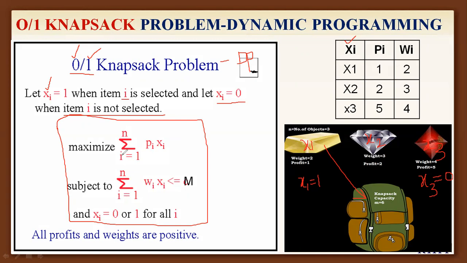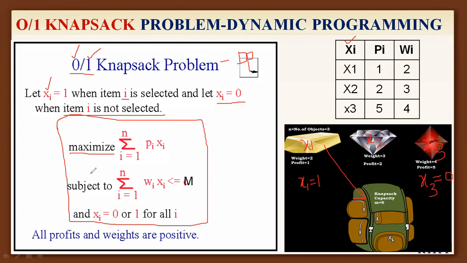I is equal to 3, profit of the third item. I is equal to n, profit of the nth item. So finally, the 0/1 knapsack problem states that you should always remember to maximize the profit. The sum of PiXi from 1 to n should be the profit, so that means you can gain more profit.